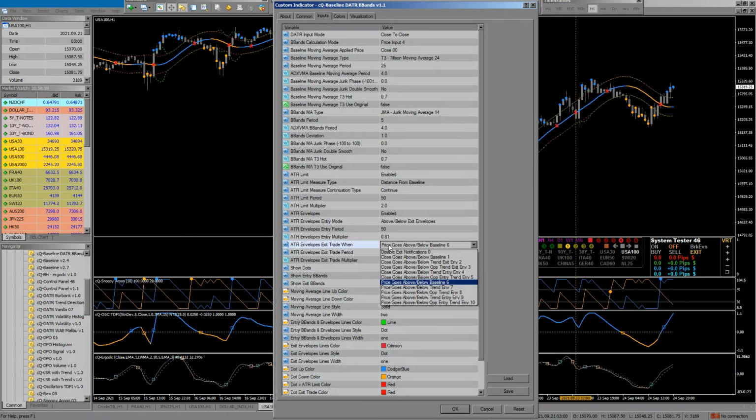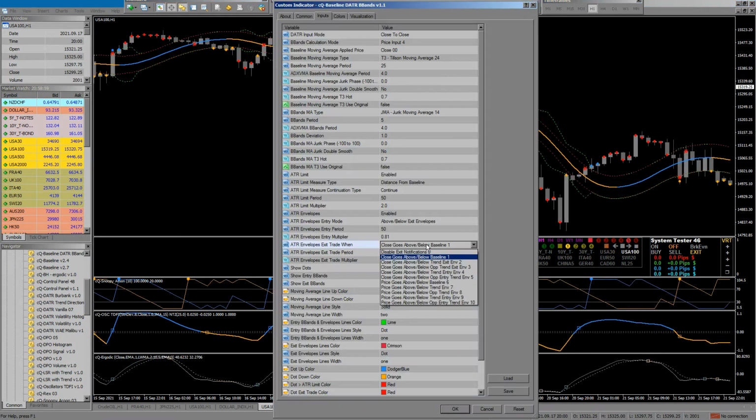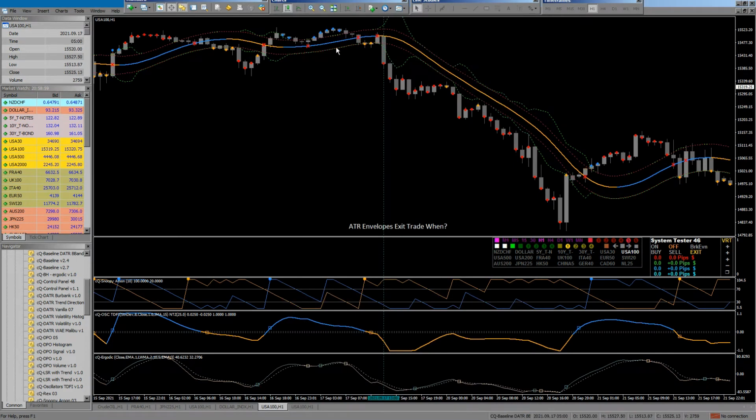Right now we have it set to price goes above or below the baseline. And actually I'm going to set it to the close goes above or below the baseline. I don't know if you saw the change there, I'll go back. Okay, this is the close goes above or below, but right now I'm going to set it to the price goes above or below. So you can see that the price came down and hit it.